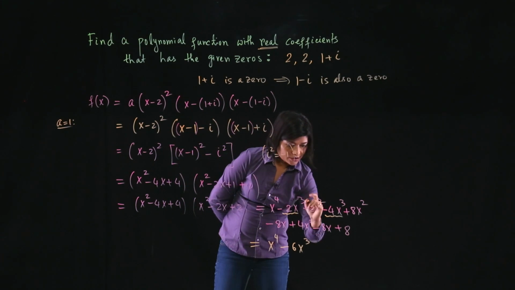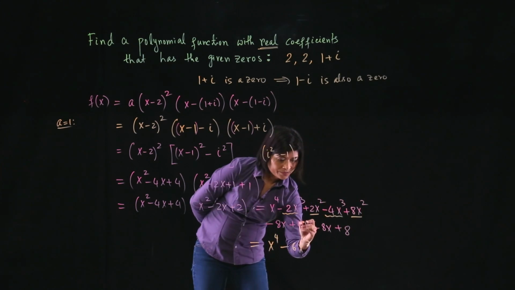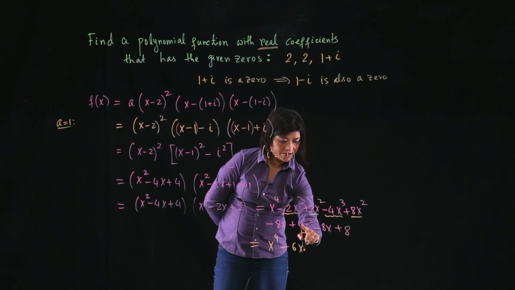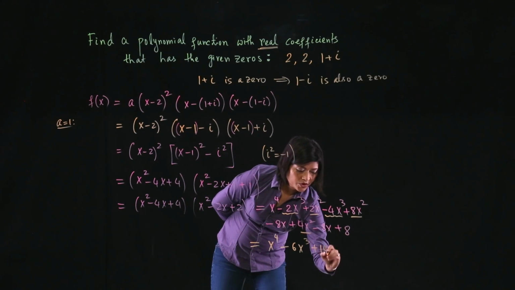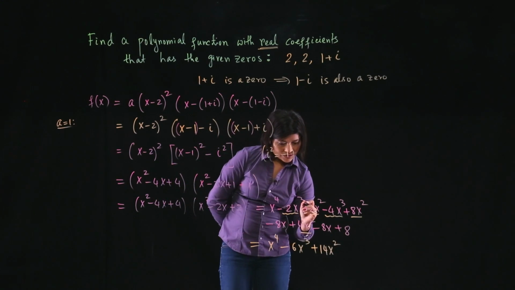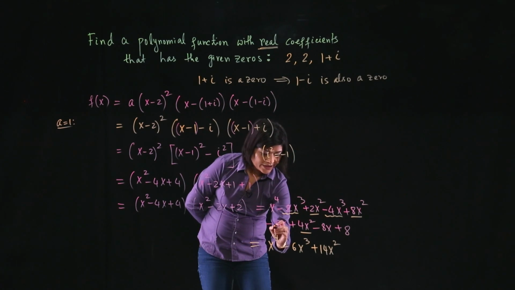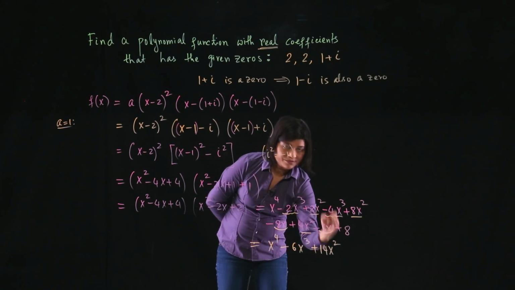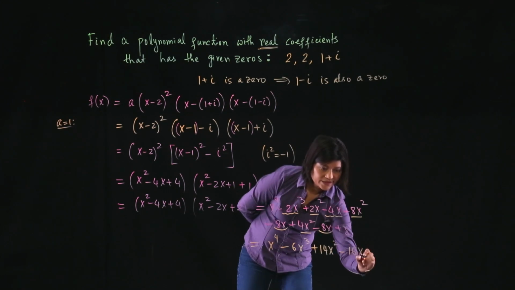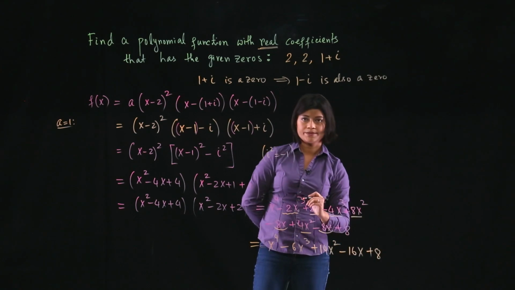Then let's see the x squared terms. We have 2x squared, 8x squared, and 4x squared. So 8 plus 2, 10 plus 4, that's positive 14x squared. Let's look at the x terms. We have a negative 8x here and another negative 8x. Combine them, that's negative 16x. And finally, one constant term, positive 8.